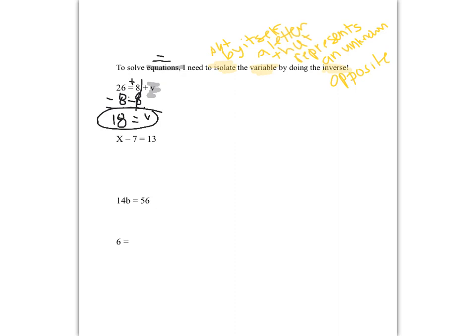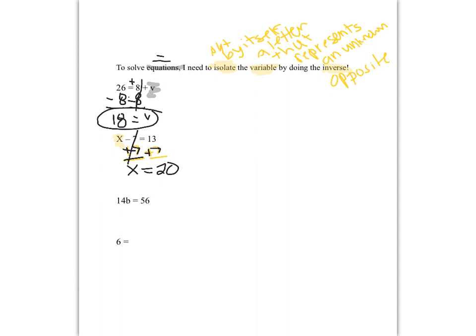On the next one, I have x minus 7 equals 13. Well, I need to isolate my variable x, so I need to do the inverse operation. Right now, what's sitting next to the x is a minus 7. So the inverse of that would be a plus 7. So I'm going to add 7 to both sides. When I add 7 to both sides, the minus 7 and the plus 7 cross cancel each other out, and I'm left with x equals. And 13 plus 7 is 20. So x equals 20.